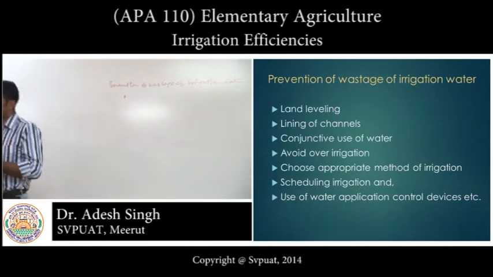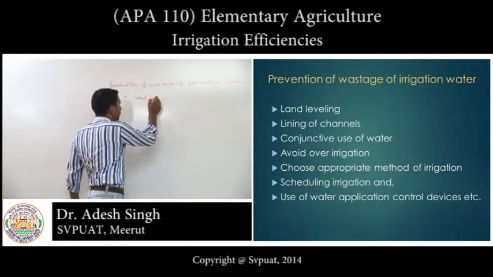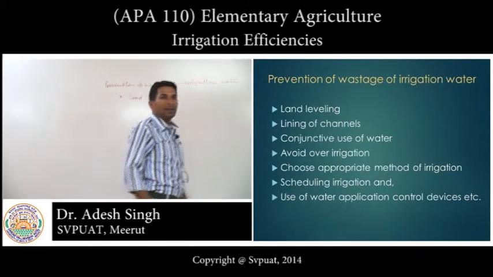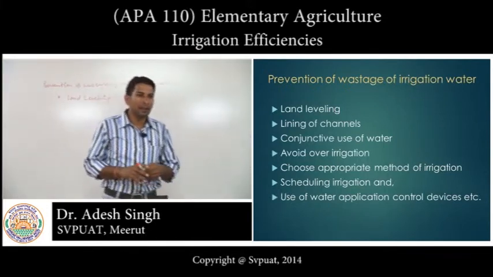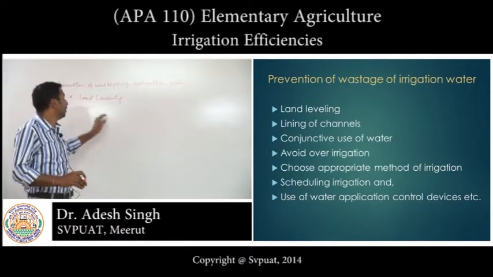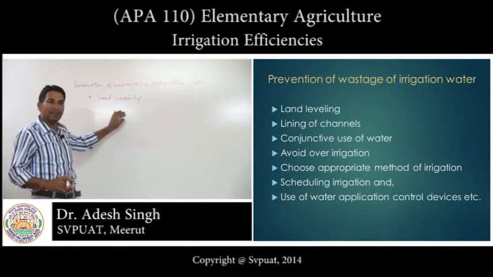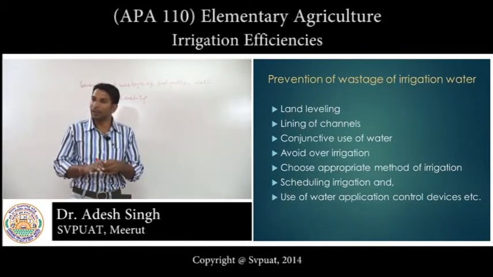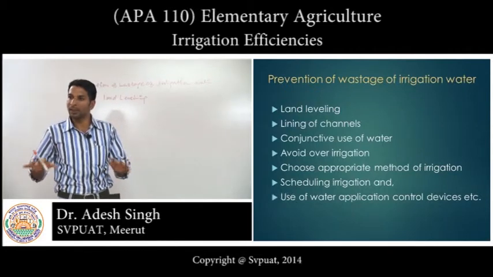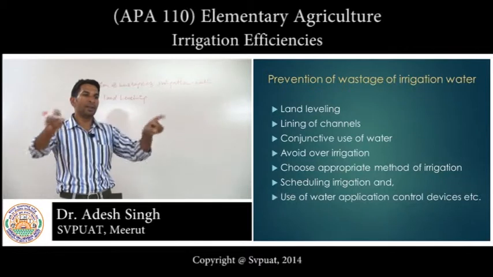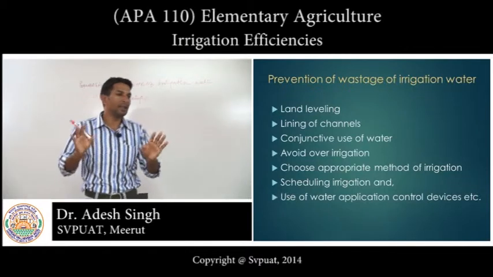Say for example, land leveling. If the field is undulated, then the water is moved after fulfilling the depressions. Means if the field is not even, or if the surface of the field is uneven, then more water is required for irrigating a unit area.